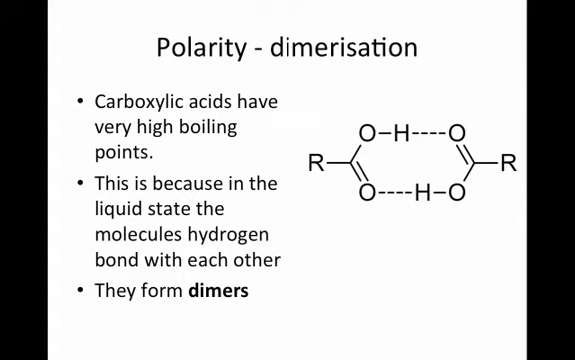Carboxylic acids have very high boiling points, and that's because in the liquid state, they can form two hydrogen bonds to make a dimer. A dimer, if you think of it as being two monomers, they join up to make one big molecule, and it's very hard to break these two bonds apart.